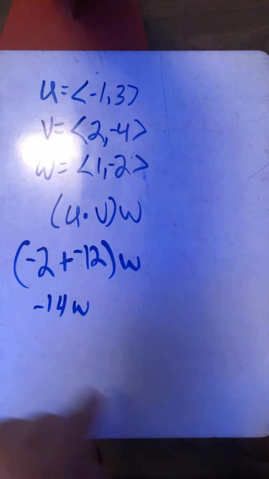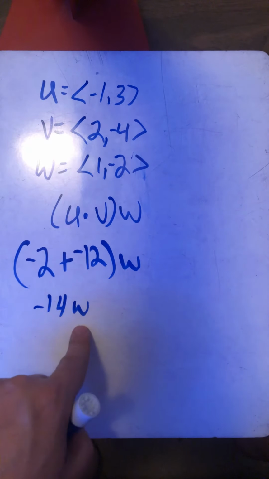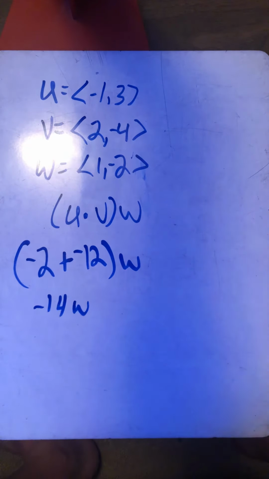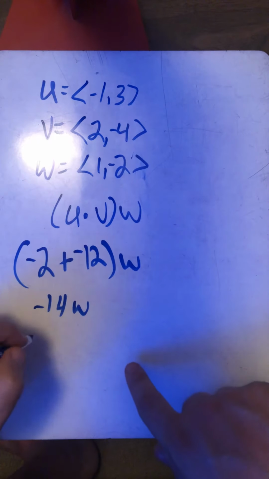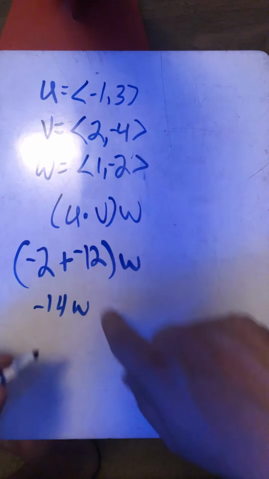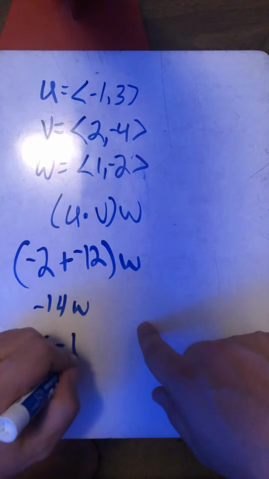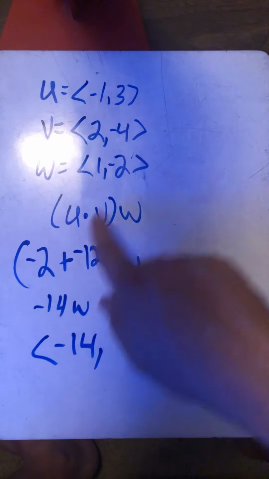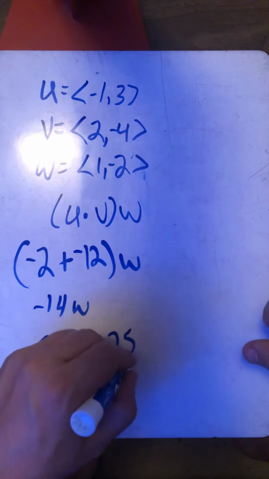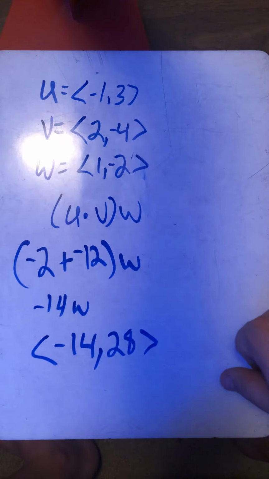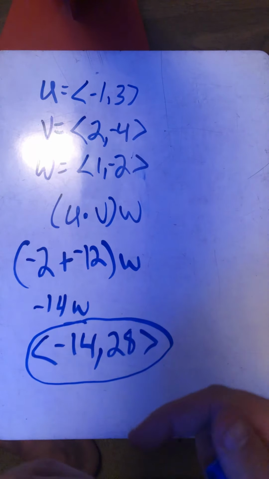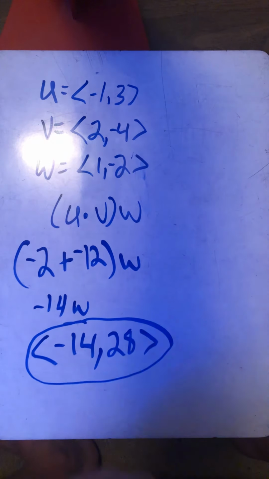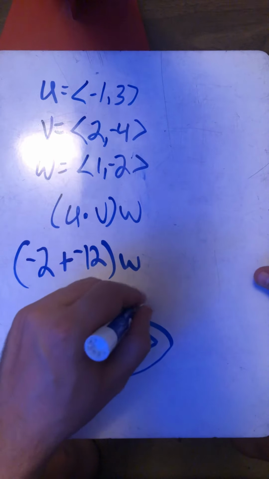Negative 14 w. We have a scalar times a vector. So we're distributing: we take negative 14 times everything inside w. Negative 14 times 1 is negative 14. Negative 14 times negative 2 is 28. Our final answer is the vector negative 14, 28. And when you tell me what it was, it's a vector.